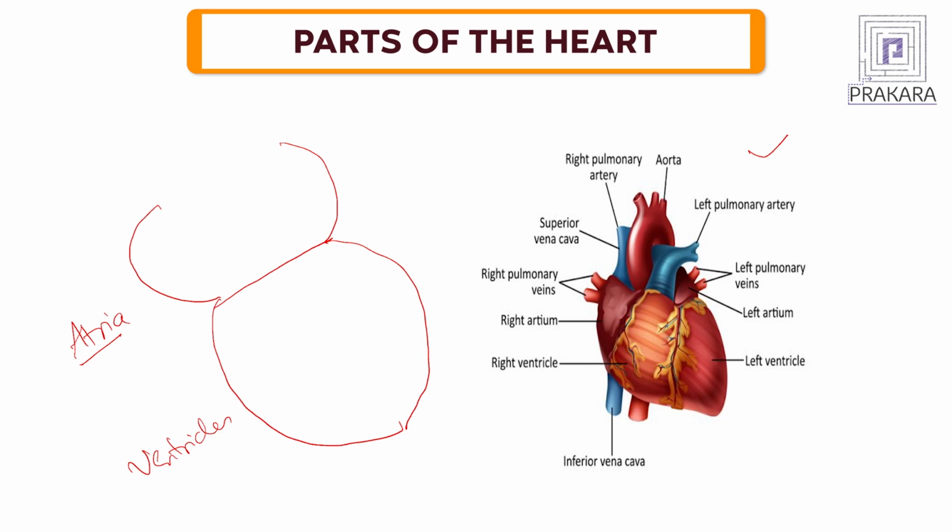So you have two atria and you have two ventricles. Each of these are separated by a septum. Now the septum between the two atria is called the interatrial septum, because it is in between both the atria. Similarly, the septum between the two ventricles is called the interventricular septum, because it is in between both the ventricles. The septum between the atria and the ventricles is called the atrioventricular septum.